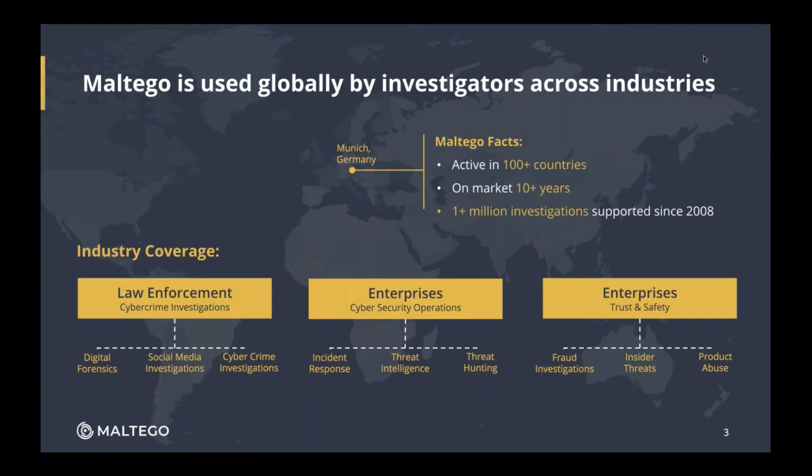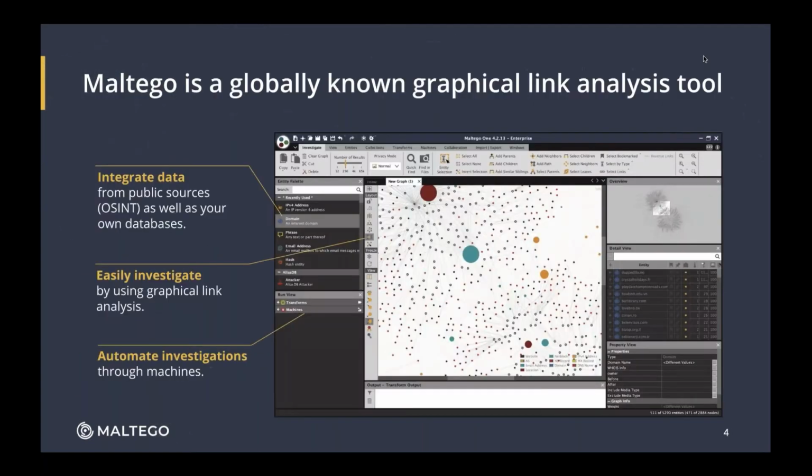And then especially cybersecurity operations for enterprises, so basically to keep your networks safe and keep all the cyber criminals out of your networks. And then also trust and safety operations of enterprises. For example, if you're running a social network, making sure that the people on that social network are not abusing your product. That's exactly what Maltego is being used for. If you can go one slide further, Brandon, please.